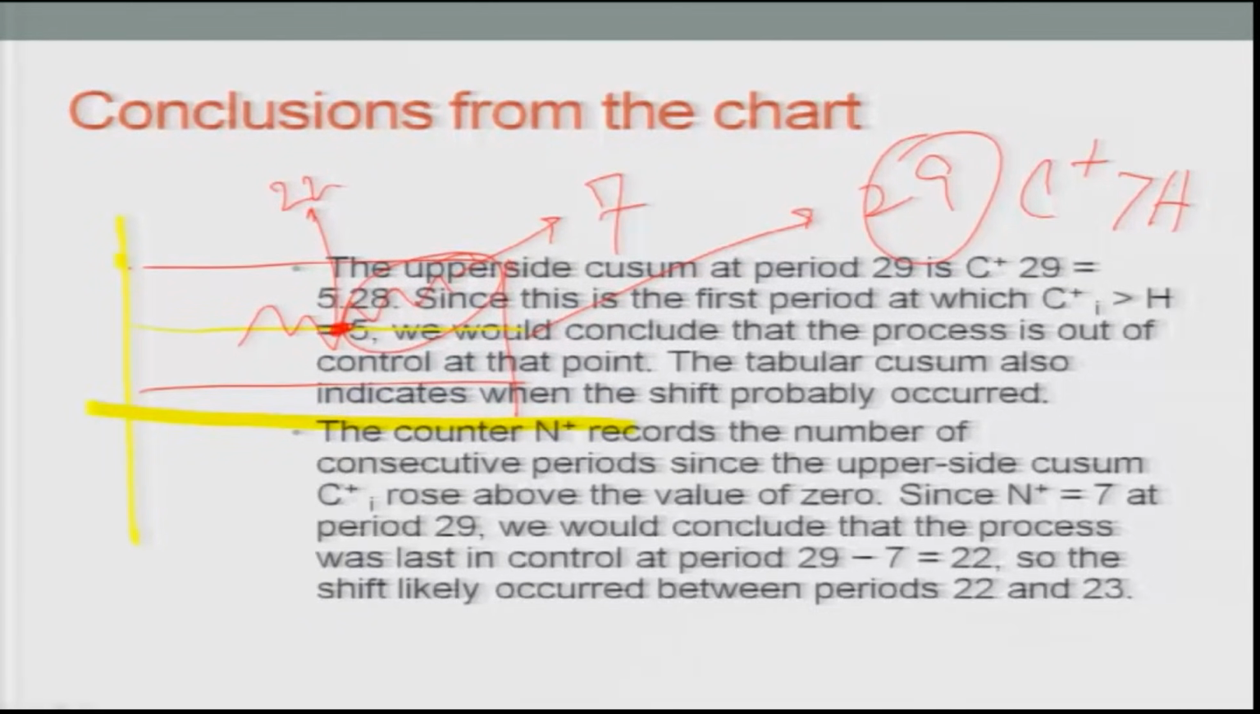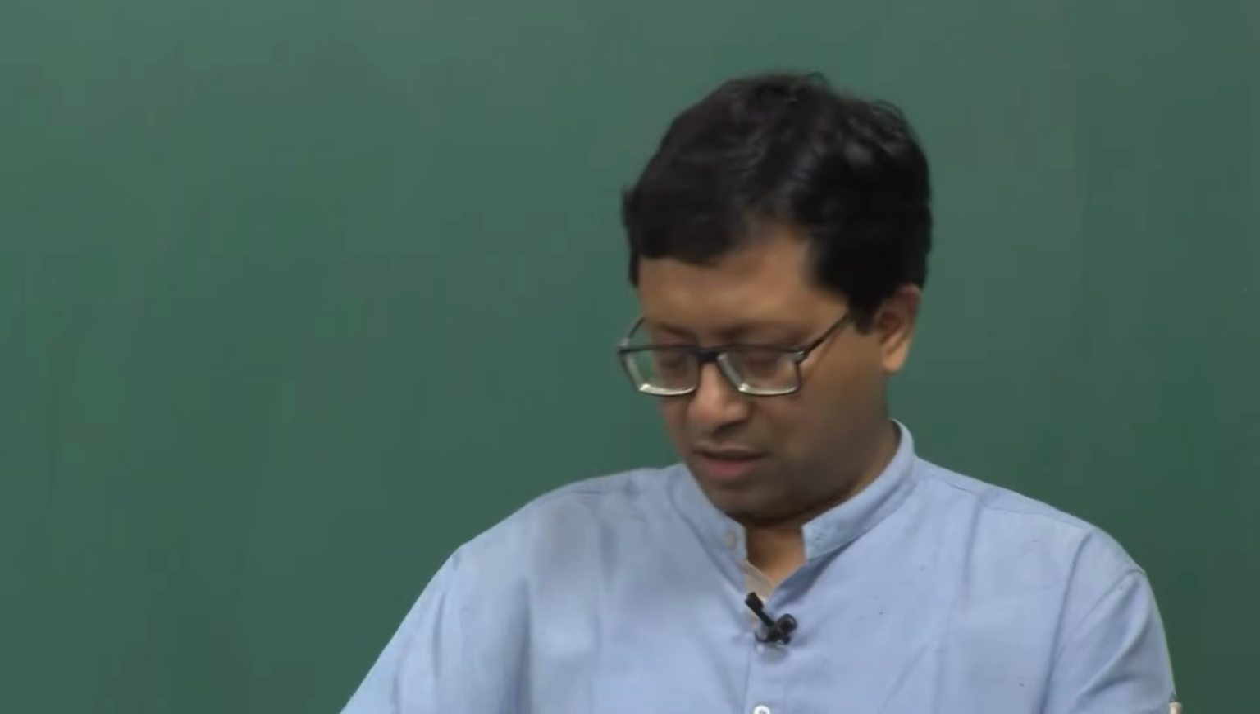So the shift likely occurred between period 22 and 23 and started happening in such a way that at the 29th reading it crossed the boundary. Boundary means the upper control limit. It could happen on the lower side also, and if you change the H values, obviously it will tell you at what reading the changes are happening and how many such readings the trend has been there, upward or downward, depending on the shift that has occurred.